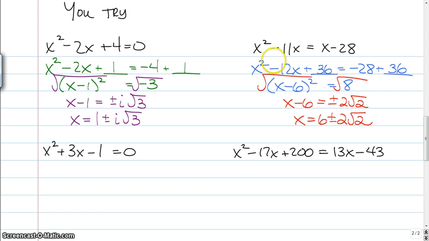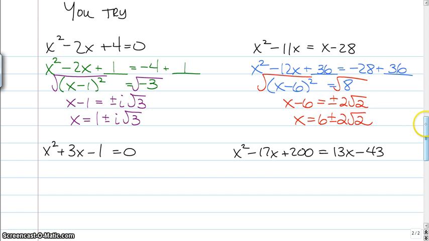Same kind of thing happened with this guy over here, except first we had to bring the x on the right back over to the left. So we have x squared minus 12x is equal to negative 28. Half of 12 squared is 36. Add that to both sides. Write this as the square of a binomial. So we have x minus 6 squared is equal to 36 minus 28, which is 8. Square root of 8 is plus or minus 2 root 2. Add 6 over to that side, and you have your final answer.